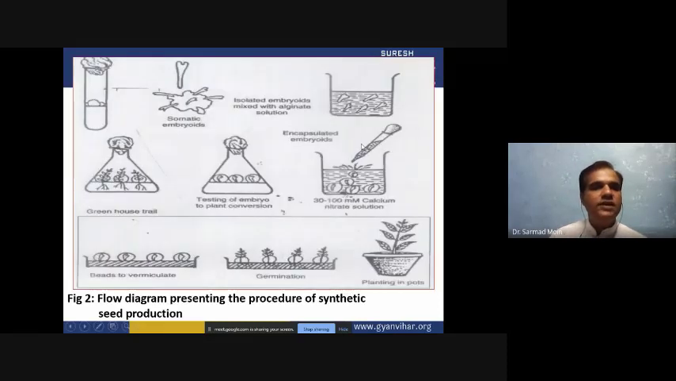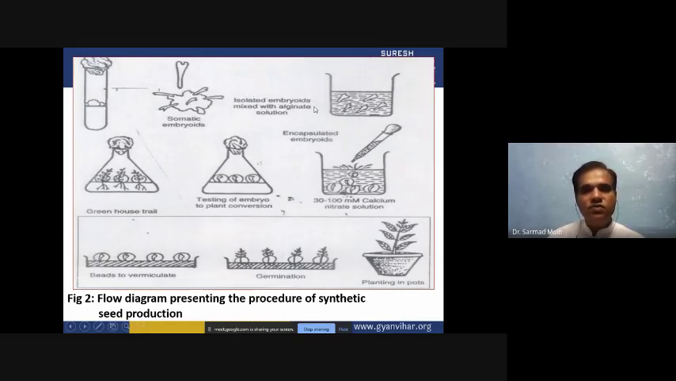Here in the flow diagram, you can understand how we produce the somatic embryos, and then somatic embryos can be utilized to produce the synthetic seeds. So if we have somatic cells, we can directly produce somatic embryos through somatic embryogenesis, or we can produce callus, and these callus cells can be utilized to produce the somatic embryos. So embryos produced directly or indirectly can be utilized to produce the synthetic seeds.